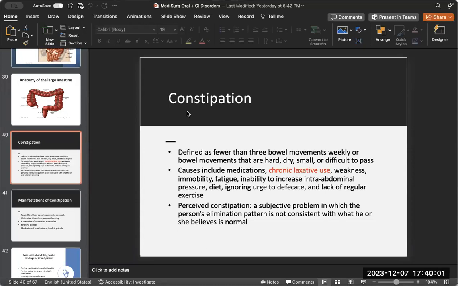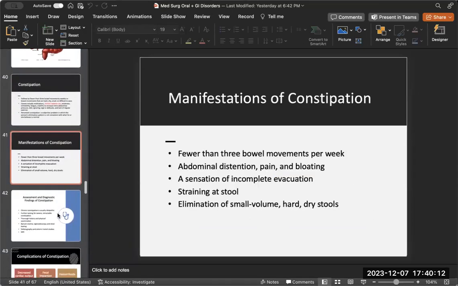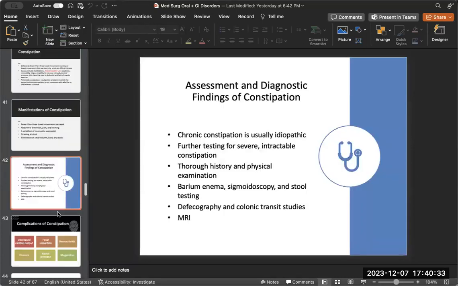So this is usually perceived because remember, the patient knows when they're not going to the bathroom. This is not something that we can necessarily see. It's usually somebody coming in saying, hey, I'm recognizing this problem. So we already talked about some of those manifestations, right? Fewer than 3 bowel movements a week, abdominal distension because everything's building up, pain, being bloated, you have a sensation that you're not really going to the bathroom fully. You strain to go to the bathroom. And when you do, it's small, hard, dry stools.